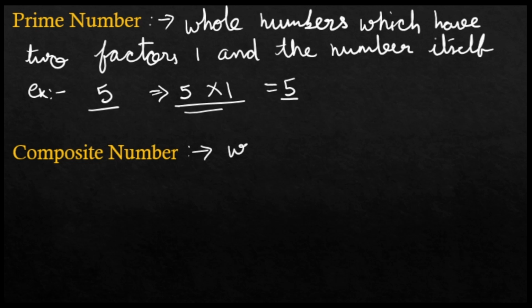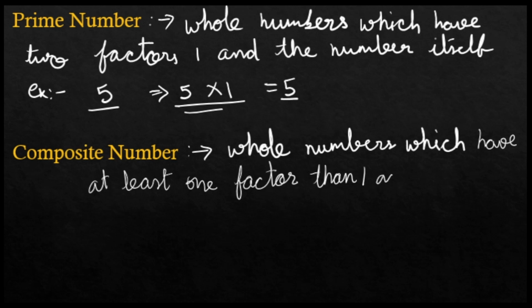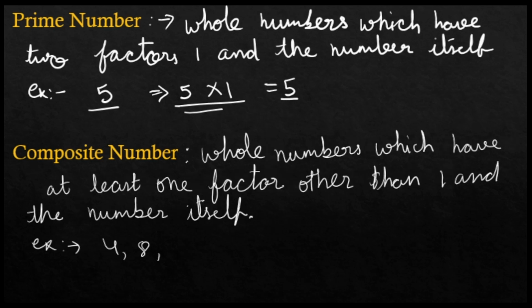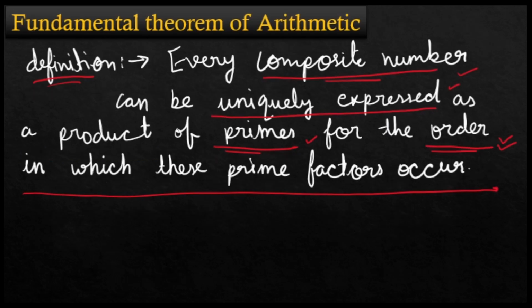Composite numbers: whole numbers which have at least one factor other than 1 and the number itself. Example: 4, 8, 9, 12. If you factorize them, you will find factors other than 1 and the number itself. If you are picking up 8, then factorize it and you will find many factors other than 1 and the number itself. So these are the composite numbers.